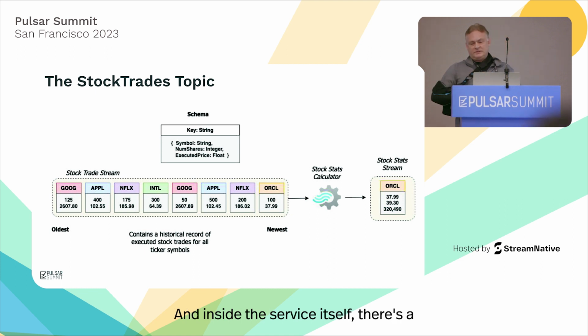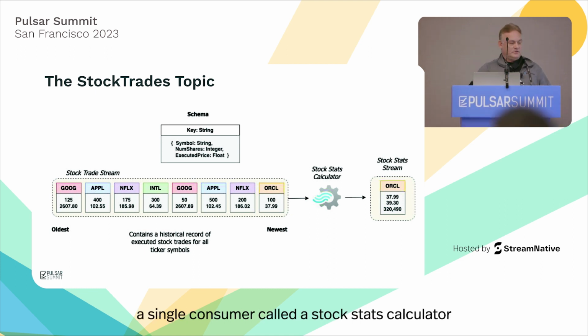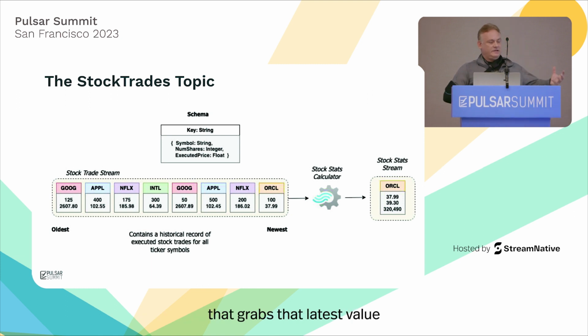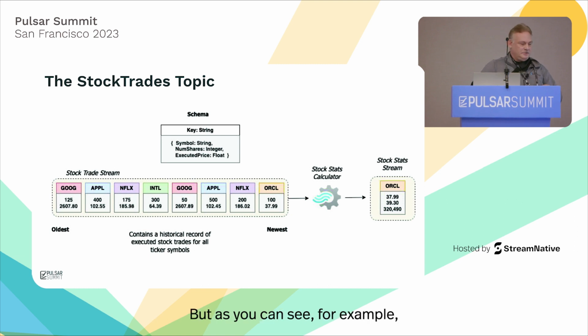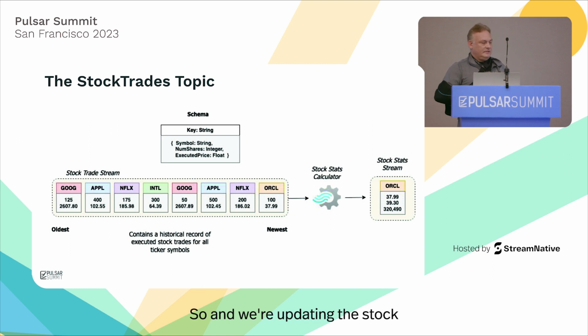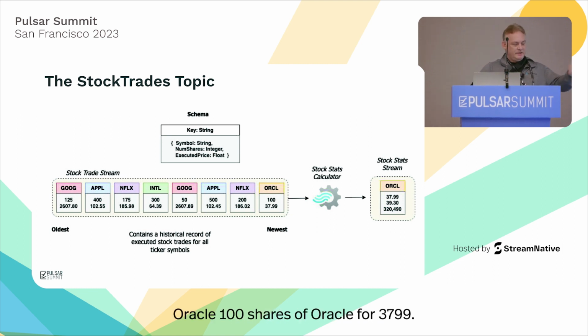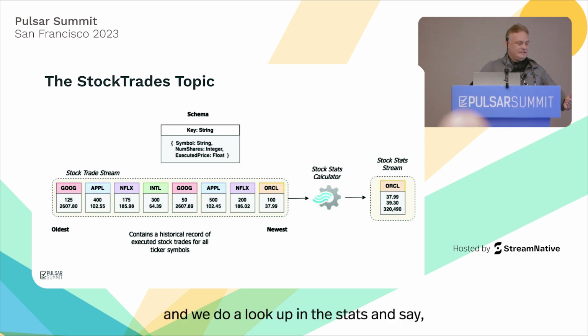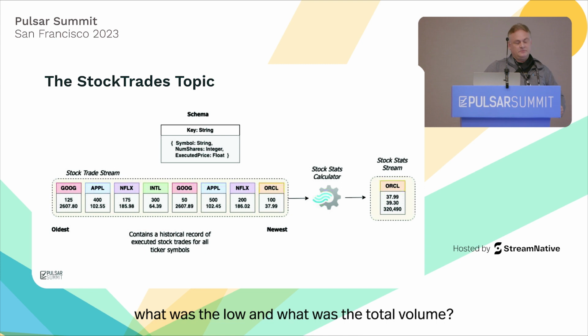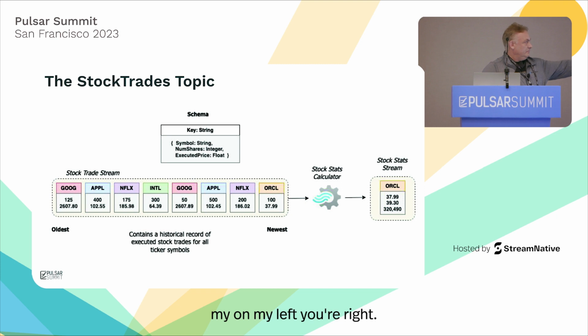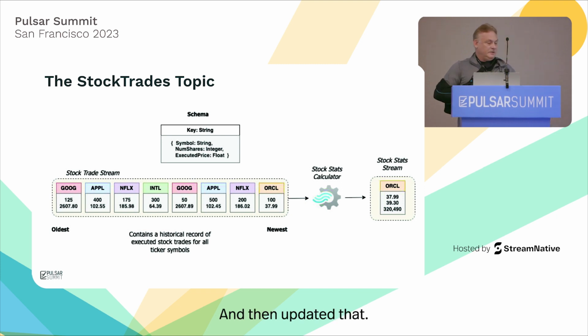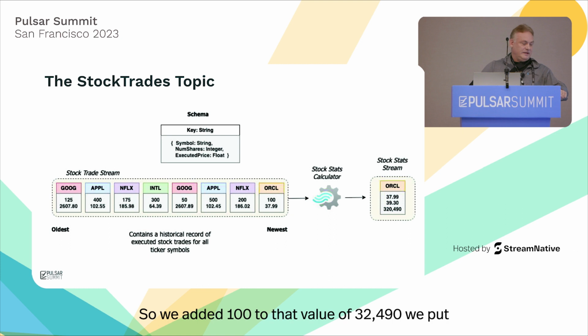Inside the service itself, there's a single consumer called a stock stats calculator that grabs that latest value and then does an update in place. That code's a part of my source code here. As you can see, for example, Oracle was the latest one coming in. It's just a trade: 100 shares of Oracle for $37.99. When we go in and do a lookup in the stats, we ask what was the high, what was the low, and what was the total volume. That's what's represented in the last column on the far left, your right. And then we updated that, so we added 100 to that value, 32,490.